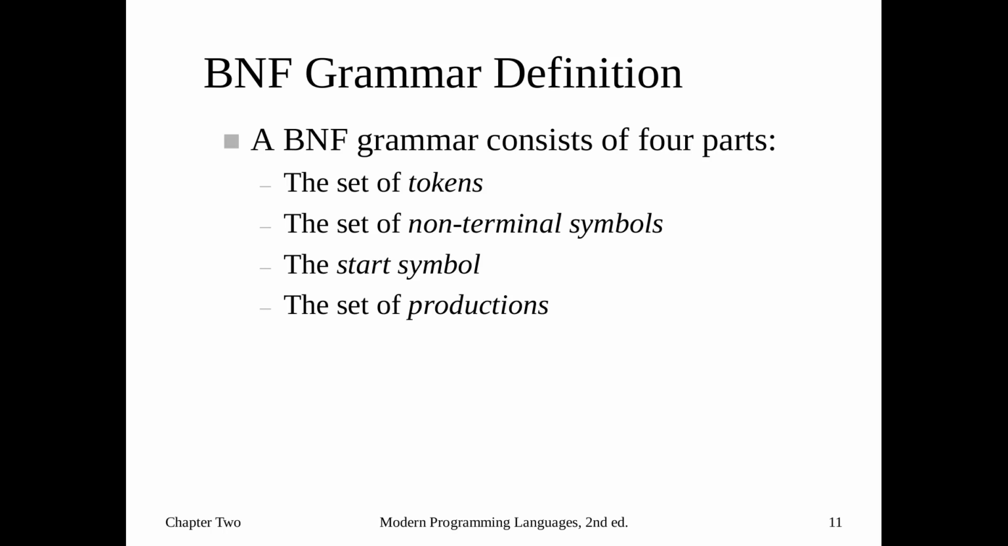So when we want to define a grammar, right, we have four parts. We have the set of tokens, so these are the possible terminal parts of the tree. We have the set of non-terminal symbols, so the inner parts of this tree, and then we have the start symbol, which is the root of the tree. And then we have the set of productions, and the productions are the description of how the tree is built.